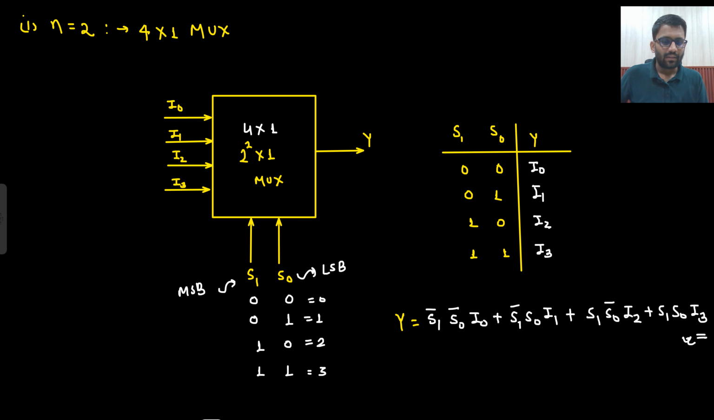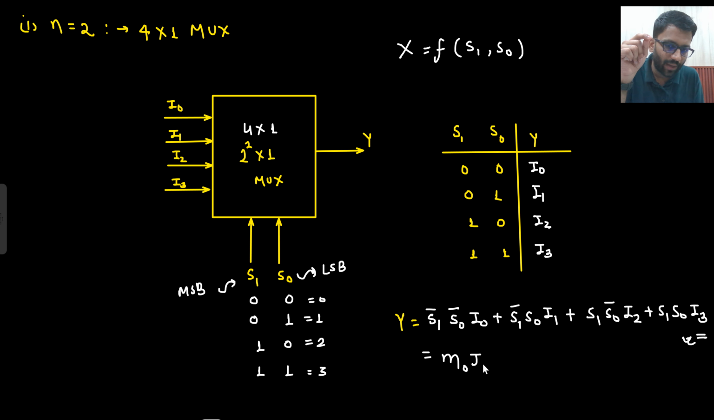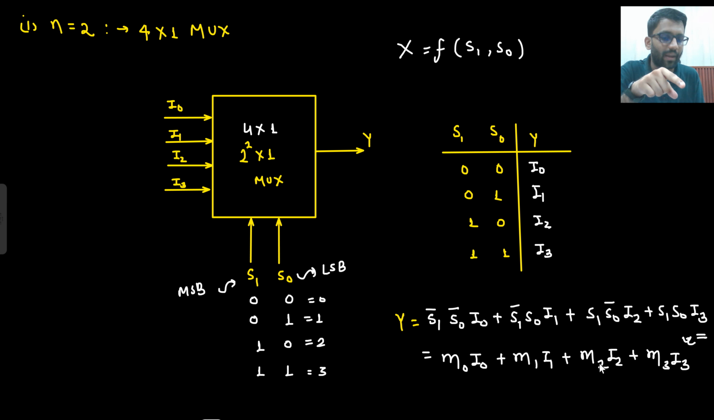Okay. Now tell me one thing. If I am saying that I have a function f which has the variables s1 and s0. This is some function, I am naming this function as x. So this is my function. Can I write it in this manner, that Y is equal to m0 I0 plus m1 I1 plus m2 I2 plus m3 I3, where m0, m1, m2 and m3 are the minterms of x.